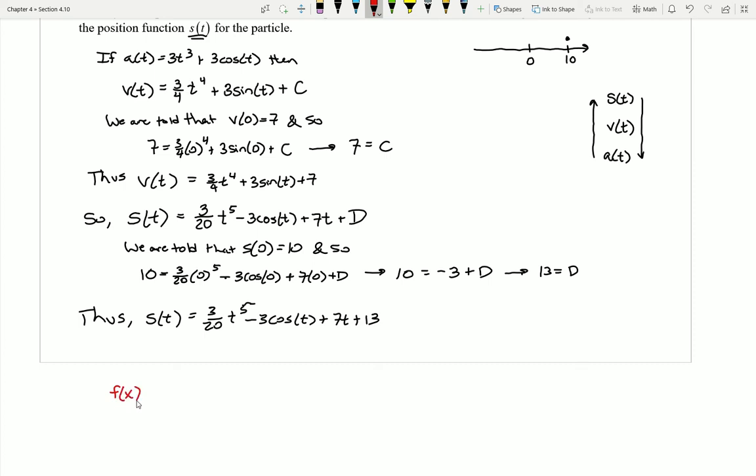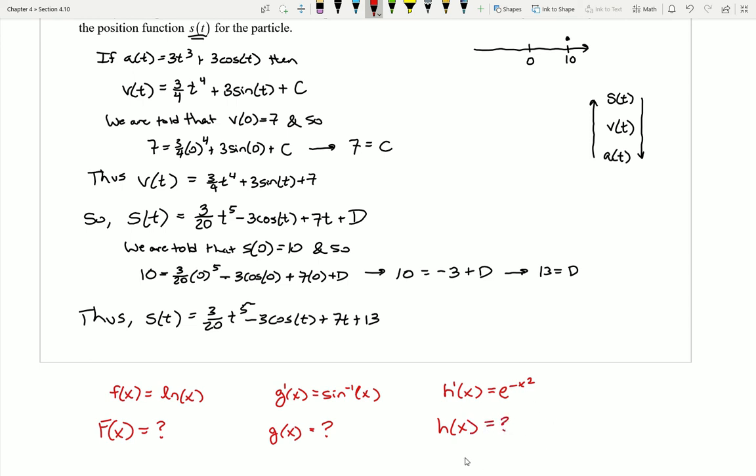What if I told you that f of x was a function of the natural log of x, and I wanted to know where did it come from? That's really difficult. What if I said g of x is equal to the inverse sine, or sorry, g prime of x is the inverse sine, and I wanted you to find regular g of x. Could we do that? What would I take the derivative of so the answer is inverse sine? What if I said something like h prime of x is e to the negative x squared? What in the world would I take the derivative of to generate this?